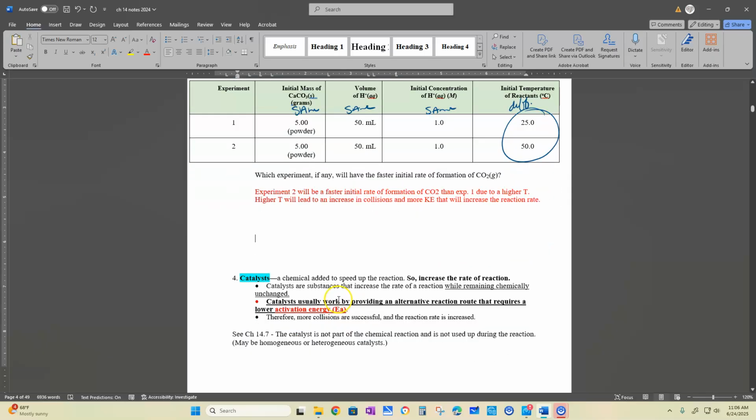What about number 4? In honors and CP, we did experiments when we got to the actual chapter of reactions. We added a catalyst. That way you could actually see what a catalyst does, and it's an added chemical that speeds up the reaction. Well, if that's its one job, obviously it's going to increase the reaction rate. The catalyst is a substance that increases the reaction rate while remaining chemically unchanged.